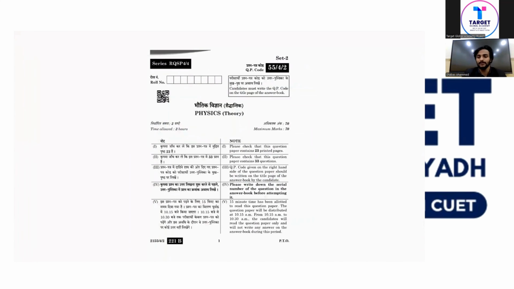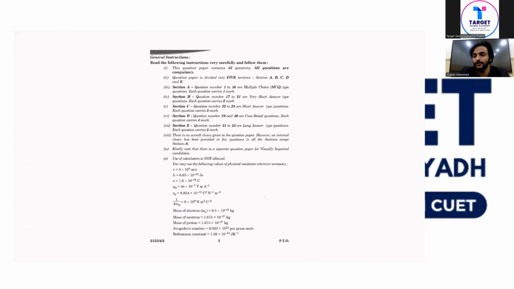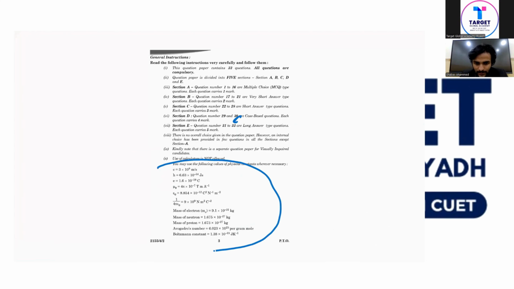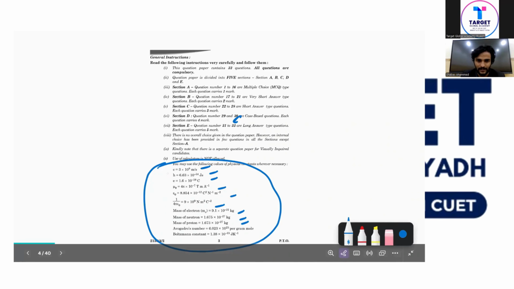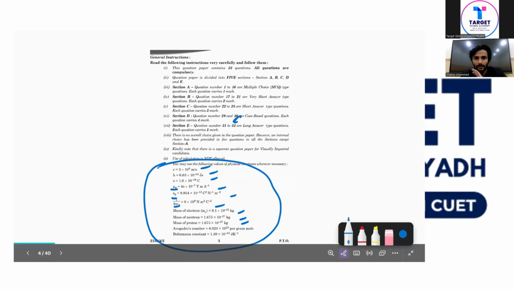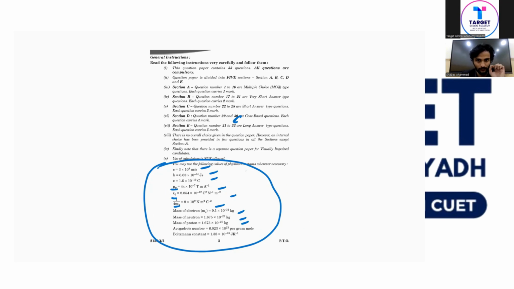Okay, so listen here. This is the first page of your question paper. As you can see here, in the first page, the important values will be given. You don't have to learn these values by heart, that is the value of mu 0, epsilon 0, 1 by 4 pi epsilon 0, mass of electron, mass of proton. All the values are given there in the question paper, so make use of it.